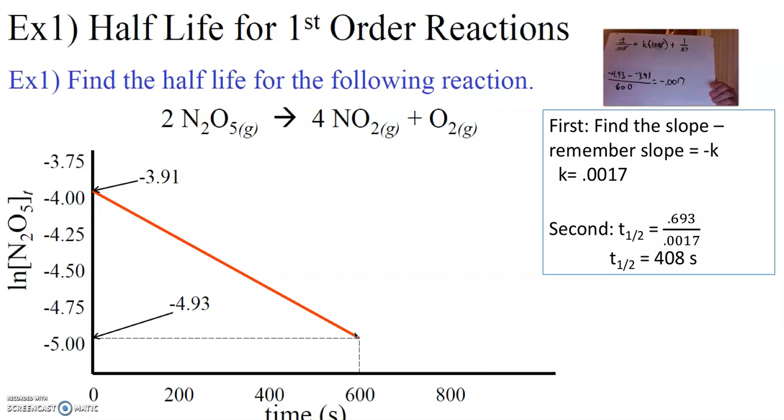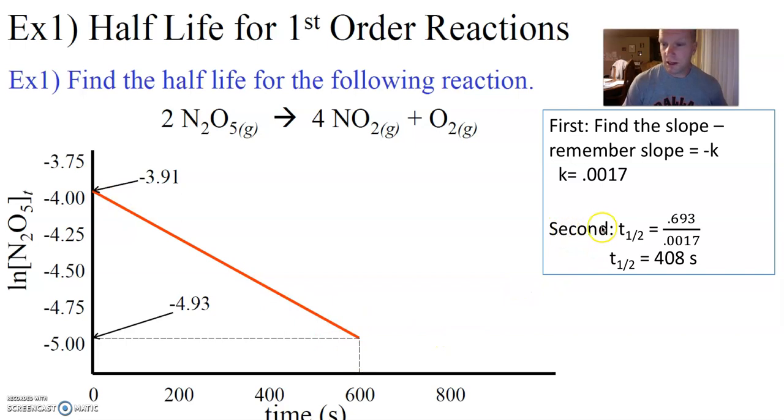I took the slope using the two y values, 4.93, and subtracted from that the negative 3.91. That gave me my rise, or my decrease. And I divided that by the x value, which is 600. That gave me a slope of negative 0.0017. Since the slope is equal to negative k, there's my k right there: 0.0017. So remember, I took the slope here and used the rise over run equation, just basic algebra.